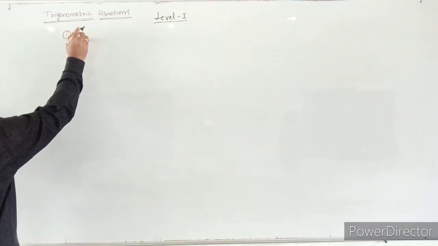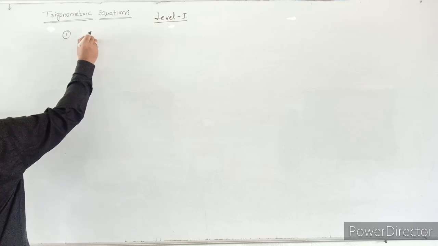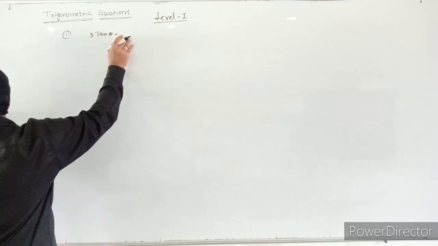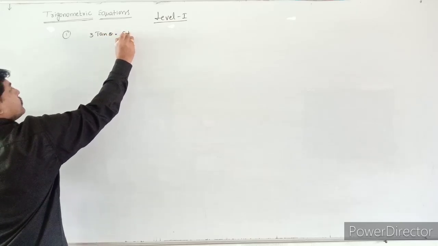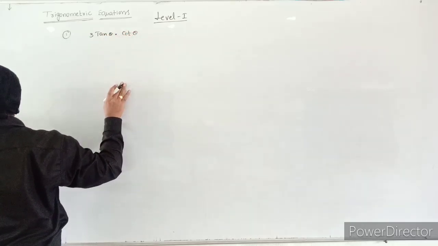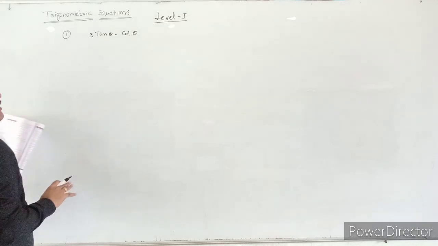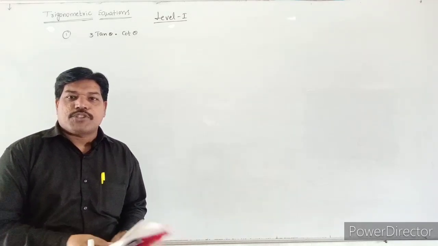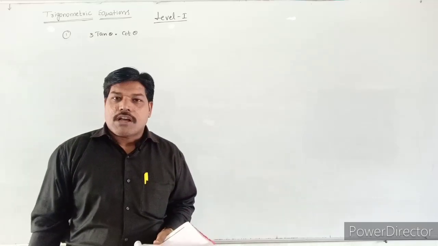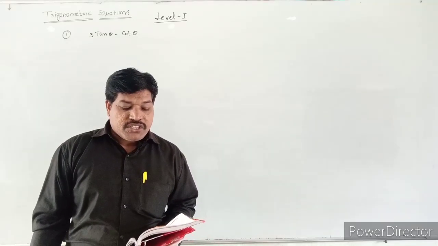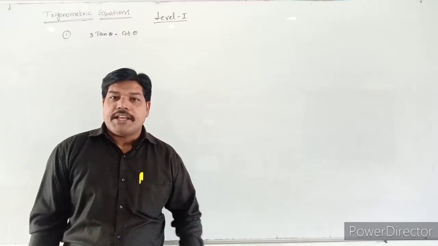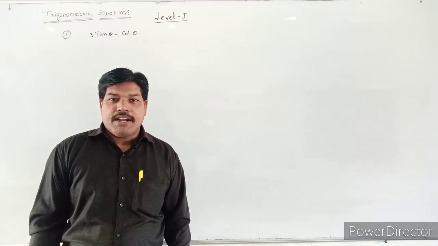The first question is, if 3 tan theta is equal to cot theta, then the theta value is, so they are asking for the theta value. See the options also. What are the options? Plus or minus 30 degrees, plus or minus 60 degrees, plus or minus 45 degrees, and plus or minus 15 degrees.